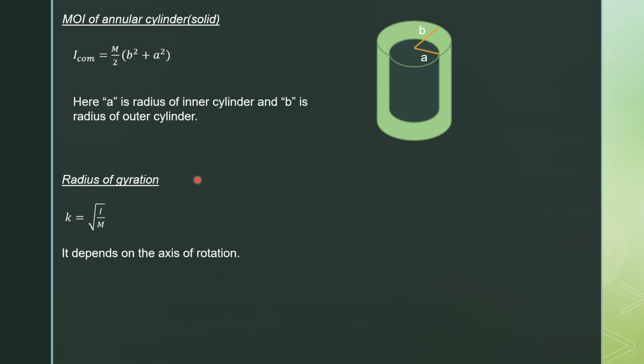So let's come to the radius of gyration. So radius of gyration that can be represented as k is equal to root over of I by m, and it depends on the axis of rotation through which we are calculating the moment of inertia.